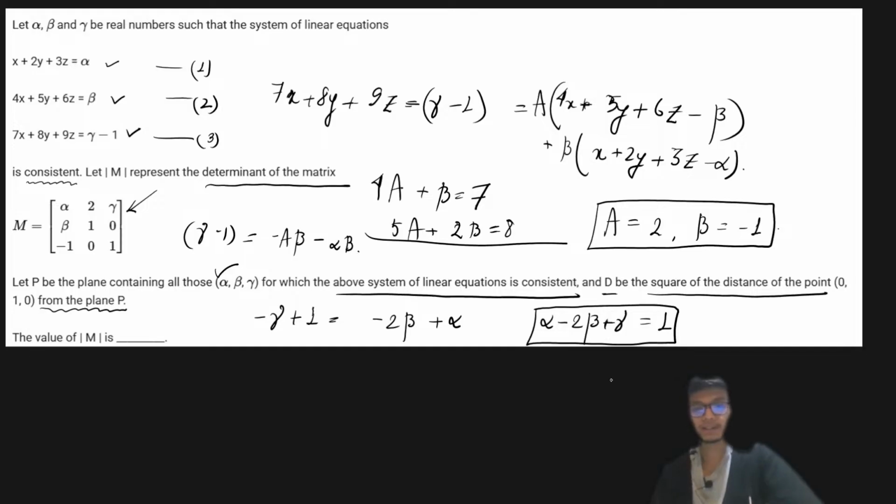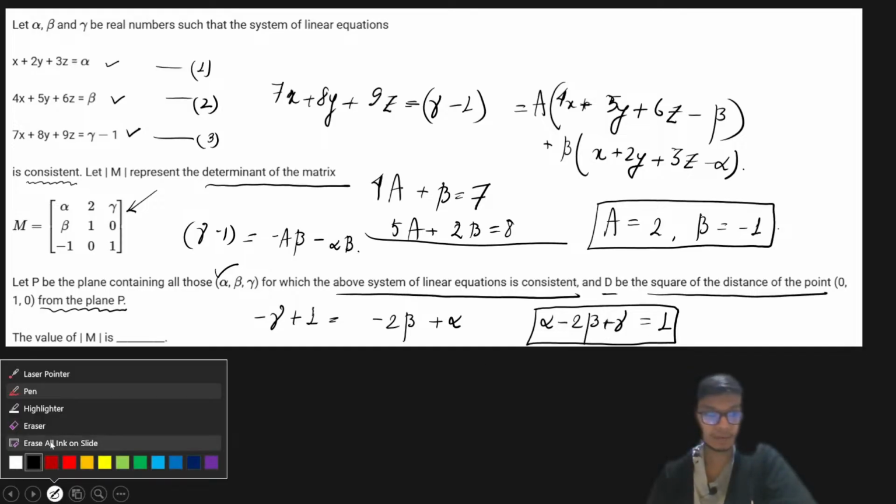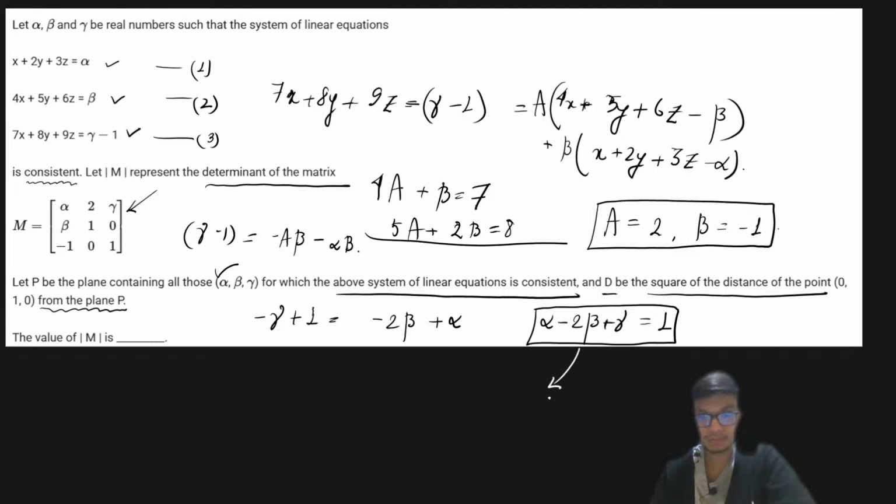So therefore this is my required equation of the plane. So we have the equation of the plane P. Now it's very simple for us. Now we just have to find the determinant of matrix M.